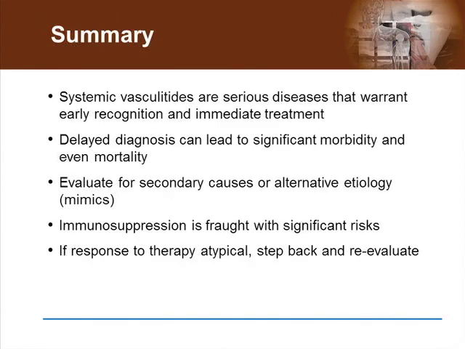To summarize, the primary systemic vasculitic diseases are serious diseases that warrant early recognition and immediate treatment because we know that delayed diagnosis can lead to significant morbidity and even mortality. Like I said, it's most important right at the beginning to evaluate for secondary causes or an alternative etiology like mimics of primary systemic vasculitis. Remember that immunosuppression is fraught with significant risks, so we should use it only when it's justified.